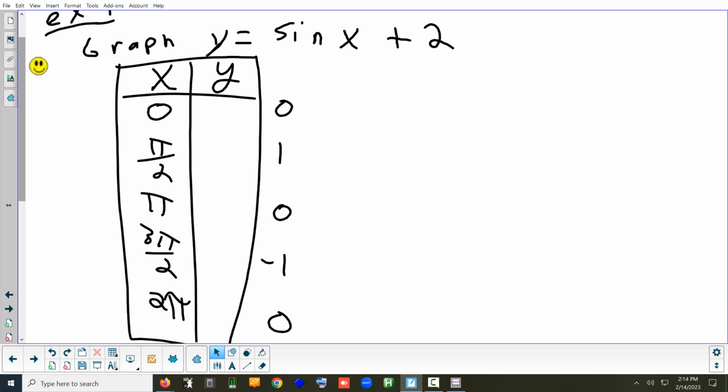And Jackson, what do we do to all of those? Add 2. Don't do the opposite. Do you do the opposite with a phase shift? Yes, you do. Is this a phase shift? No, it isn't. This is a vertical shift.